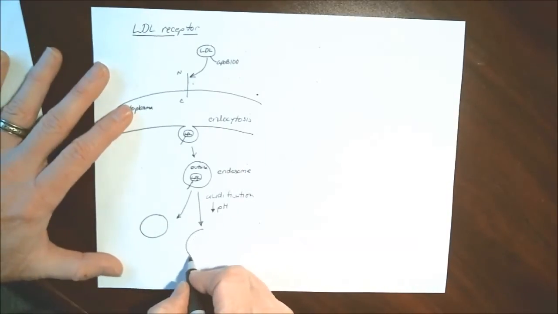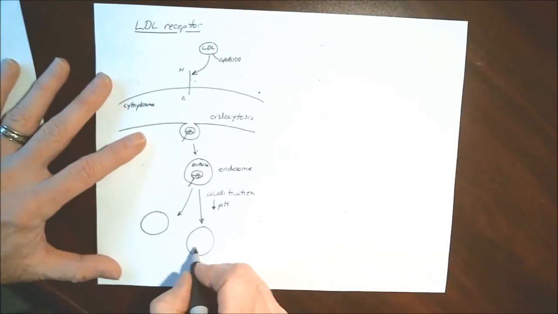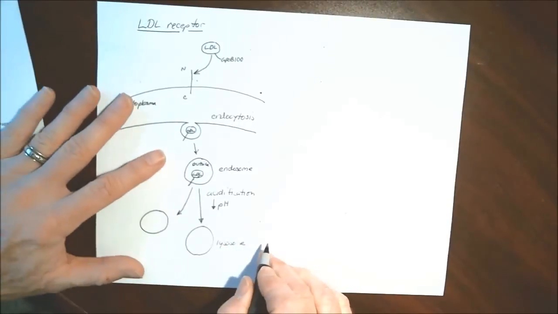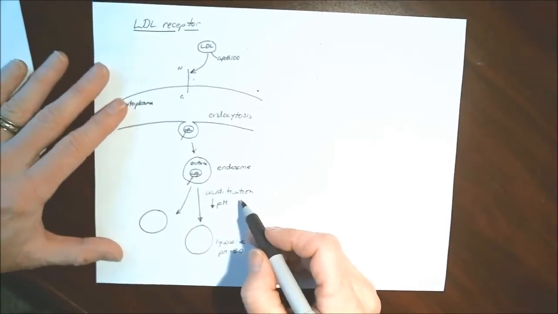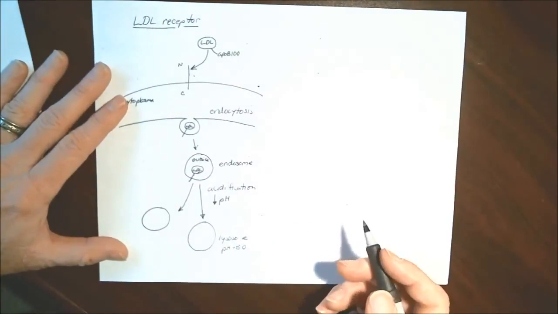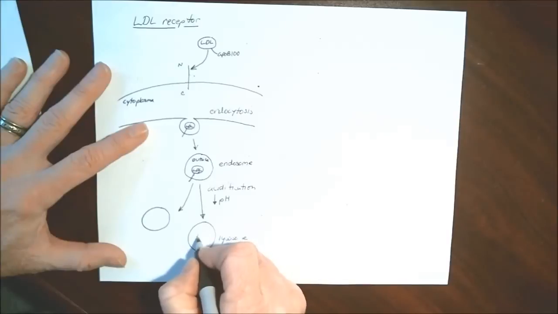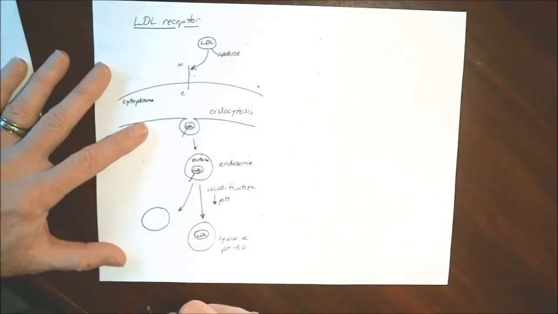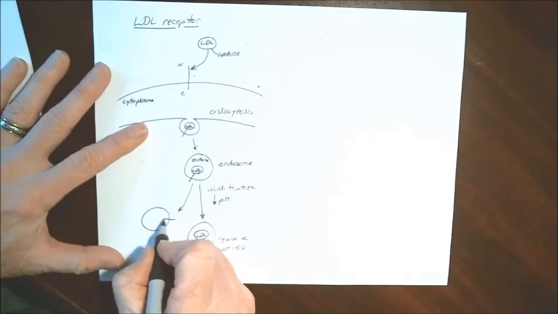Here, we eventually form two vesicles. This vesicle here is called a lysosome. The pH of this lysosome is approximately 5. So this acidification process drops the pH of this vesicle by 2 orders of magnitude. In this vesicle here, we have the LDL particle. In this vesicle, we have the LDL receptor.